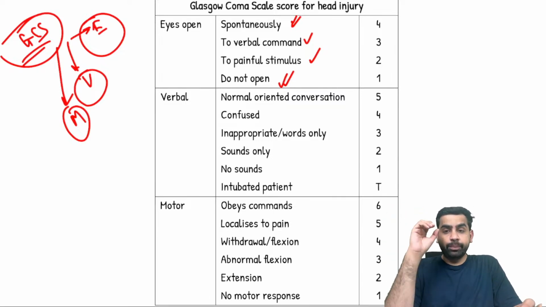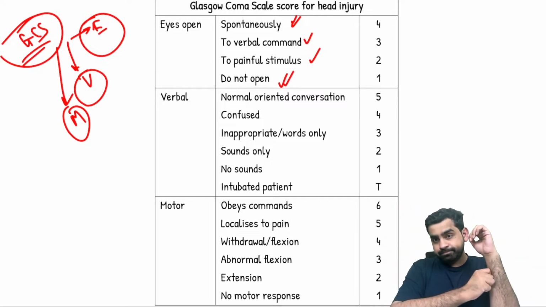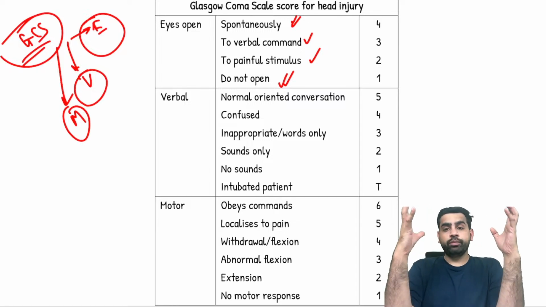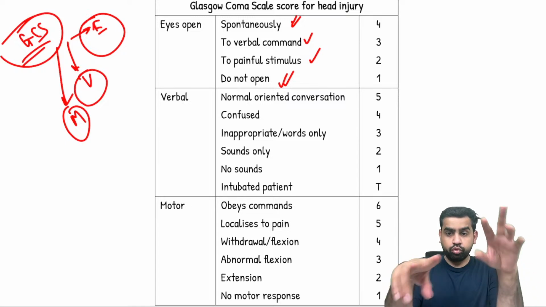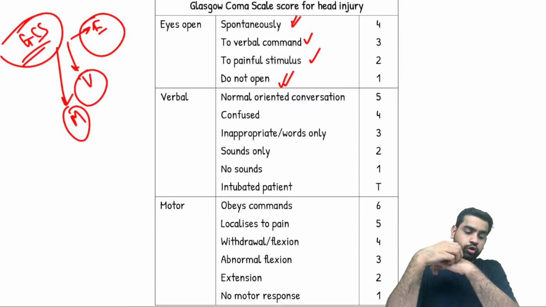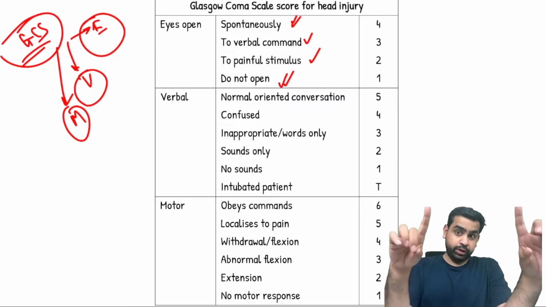Okay, then to the painful stimulus. Even on the verbal command, if the patient is not able to open the eyes, then you pinch the patient. You give the painful stimulus, and if the patient opens the eyes on that, that is the eye-opening response of 2, and 1 means no response at all. No matter what you do, the patient is not opening the eyes. That is the eye-opening response of 1.